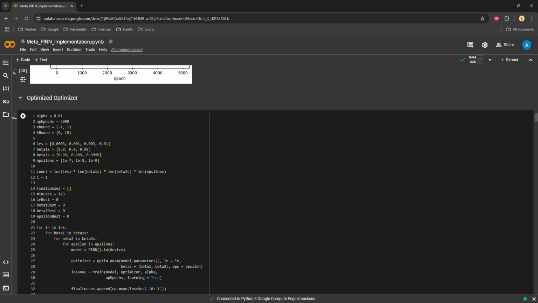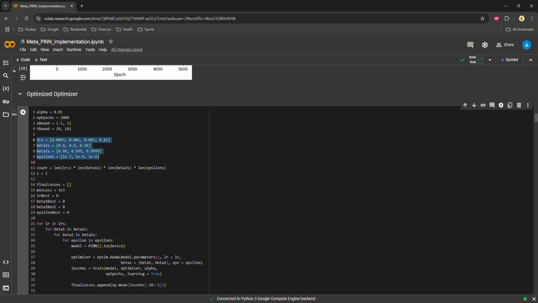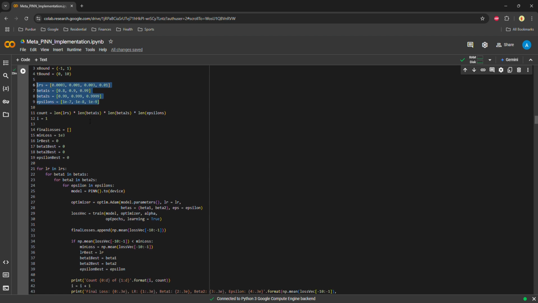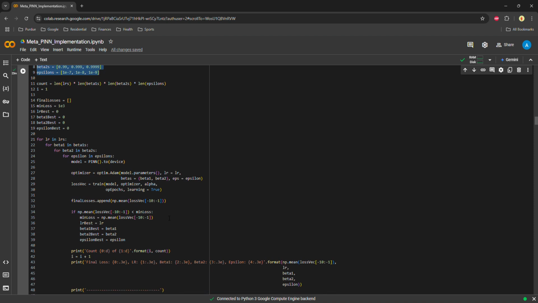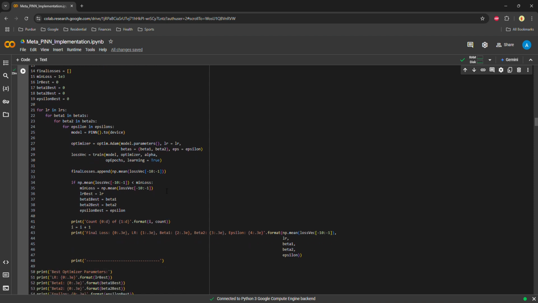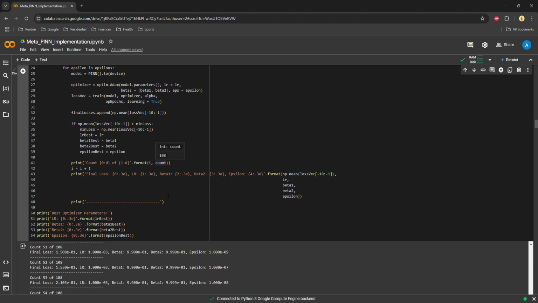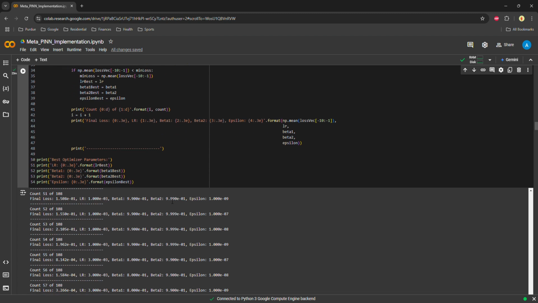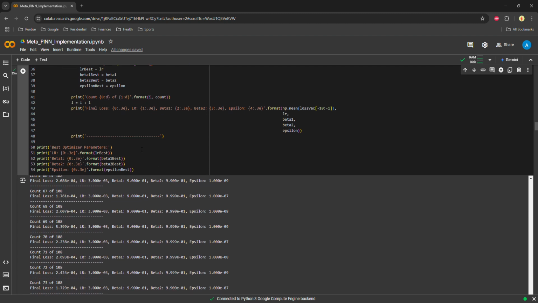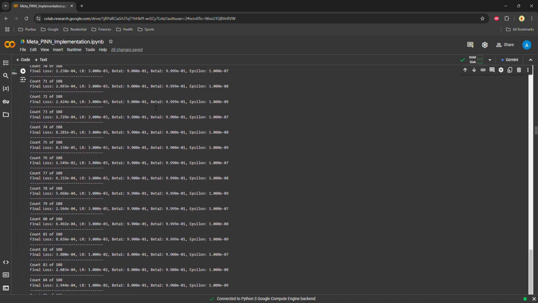And for the optimized optimizer, we have sets of hyperparameters for the Adam optimizer. And for each of these sets, which is 108 combinations in total, we create a model, we train it on fewer epochs, but still takes a while, and calculate final losses for that model. And then we aggregate over all 108 combinations to see which model performs the best.